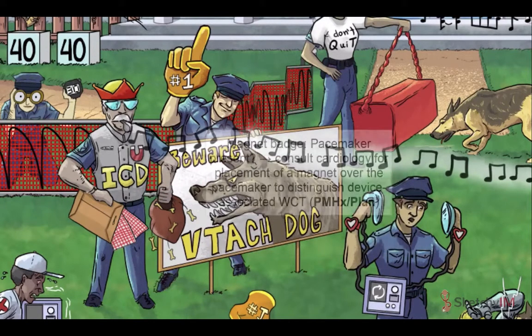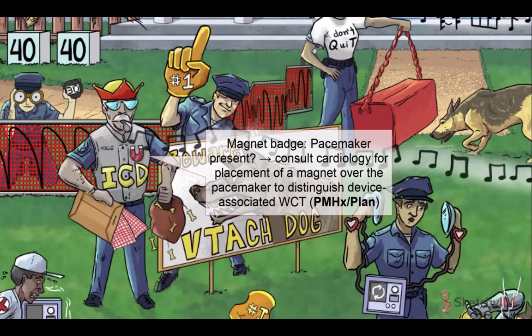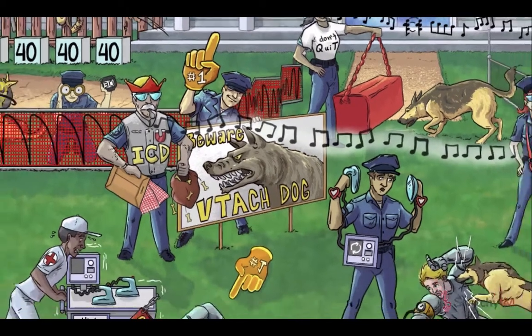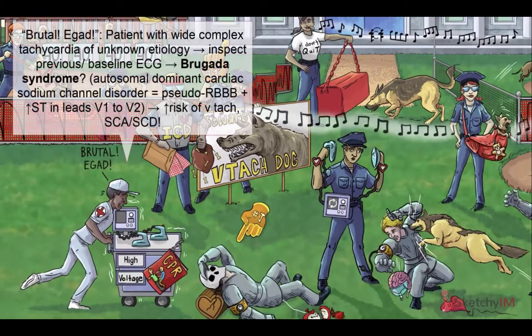By the way, since we're on the subject of implantable things, I should mention that a wonky pacemaker could be the cause of your patient's VTAC. If the wide complex tachycardia is thought to be related to pacemaker function, the next step is to call cards, who will place a magnet over the pacemaker. Just like magic. Well, magnets are magic. Prove me wrong.